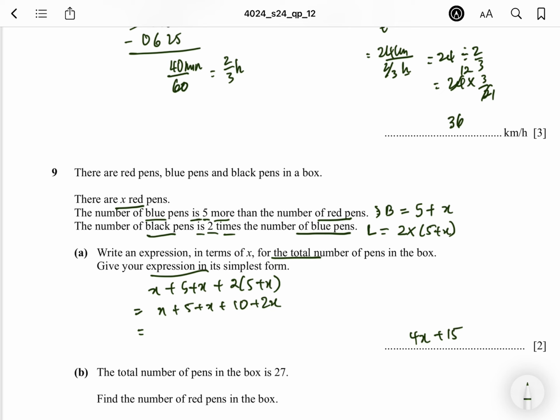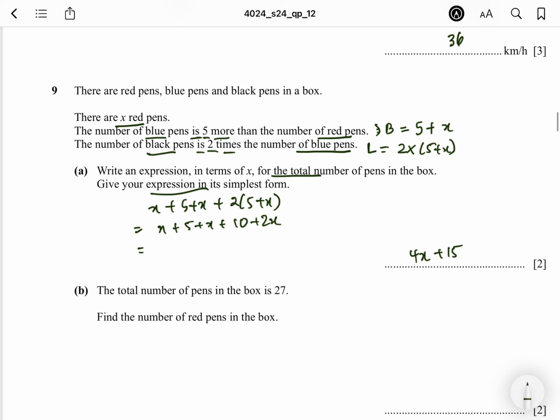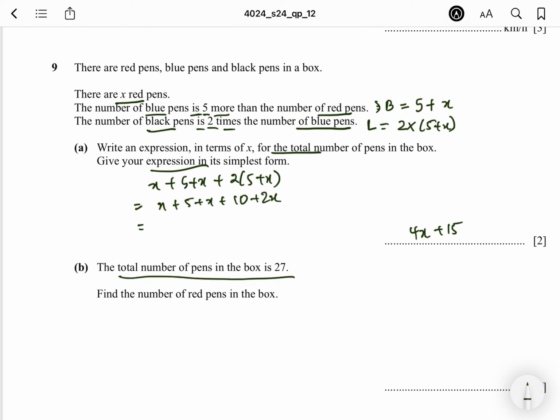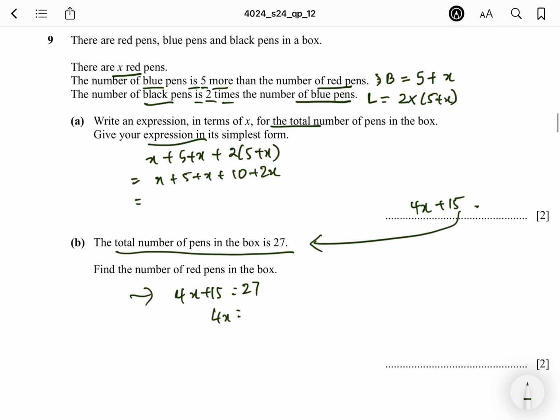You brought yourselves down, seeing your ignorance in a strange question. Easy, right? 2 marks. You see, 2 marks flew away. Total number of pens is 27, so the total equals 27. So make the equation. Minus 15 both sides. Divide by 4 both sides. Okay, and that's how you answer.